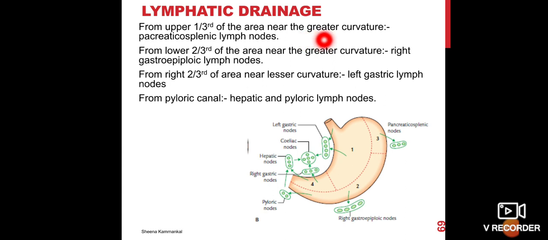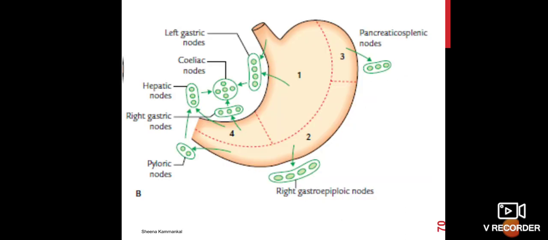The upper one third of the area near the greater curvature drains into the pancreatico-splenic lymph nodes. The lower two thirds to the gastroepiploic lymph nodes. The right two thirds near the lesser curvature to the left gastric lymph nodes. From the pyloric canal to the hepatic and pyloric lymph nodes. So several lymph nodes are associated with the stomach: celiac lymph node, left gastric, pancreatico-splenic, right gastroepiploic, pyloric, right gastric, and hepatic. This is a clear picture showing the different lymph nodes draining the stomach.